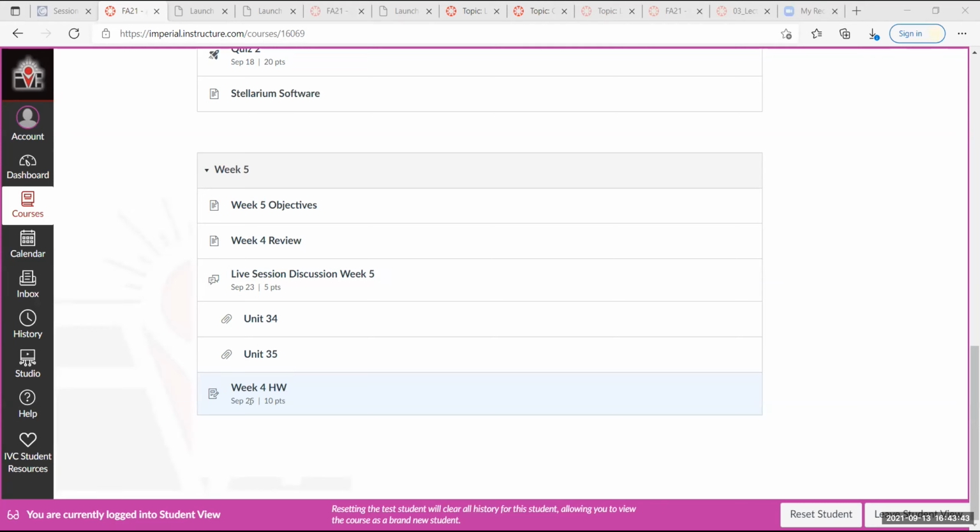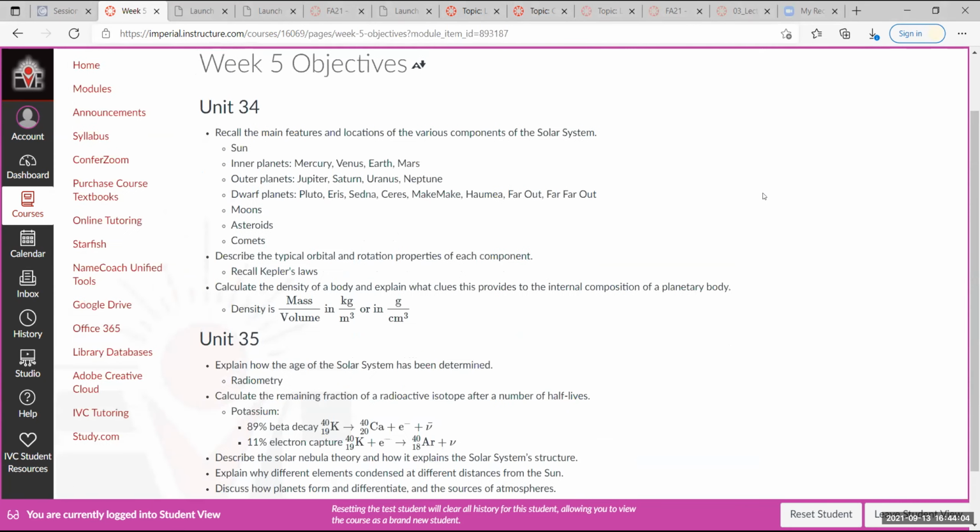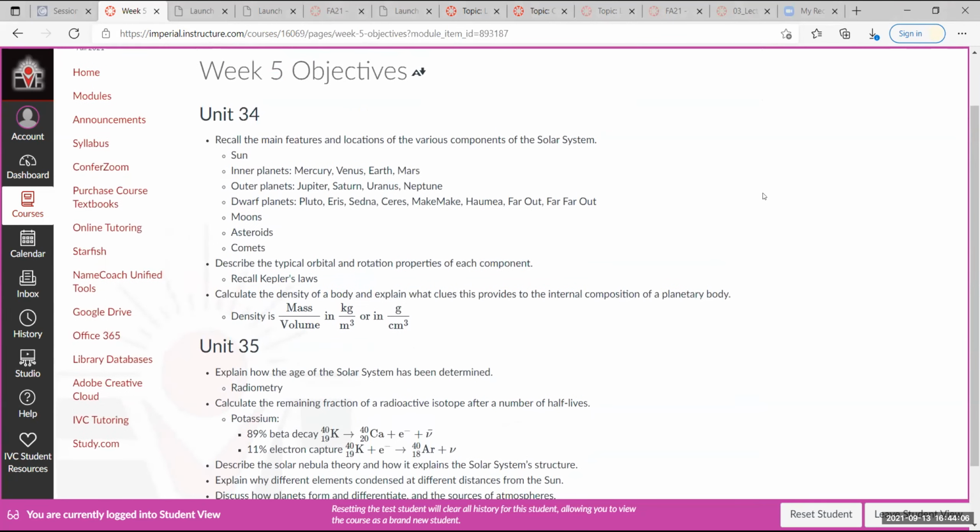It's due on the 25th of September, which is not this Saturday, but the Saturday after. You still have just under 2 weeks, basically, to finish it. So please take care of it. It's a lot of problems, 5 problems. So you really have to complete that. And then we have this week's objectives, of course. So let me click on those. So this is basically what we will be covering in terms of concepts in Units 34 and 35.